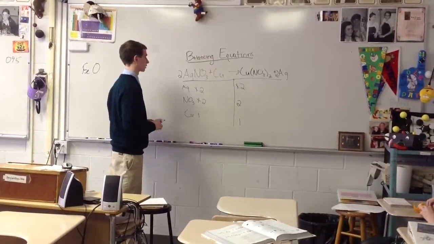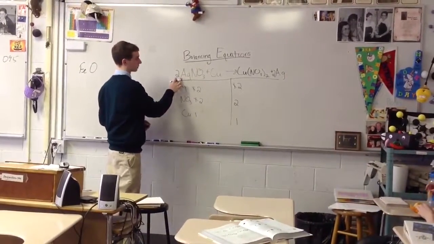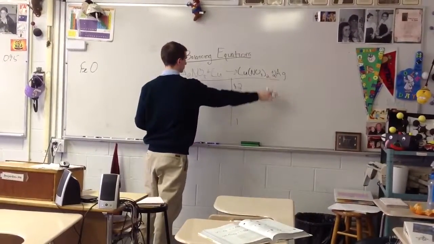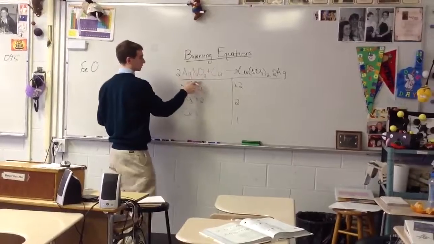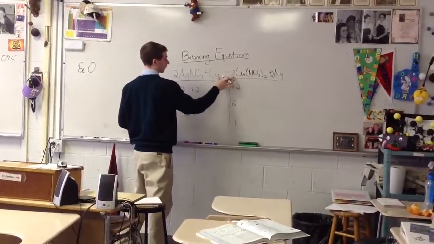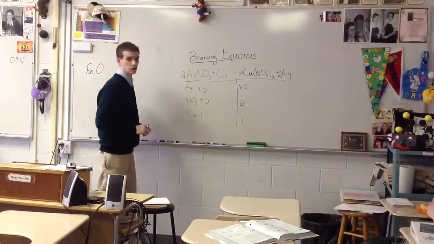Now to recheck your work, you have 2 silvers, 2 silvers, 2 nitrates, and 1 copper on each side. So the equation has been balanced.